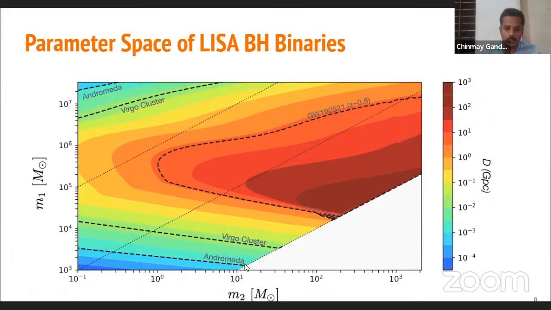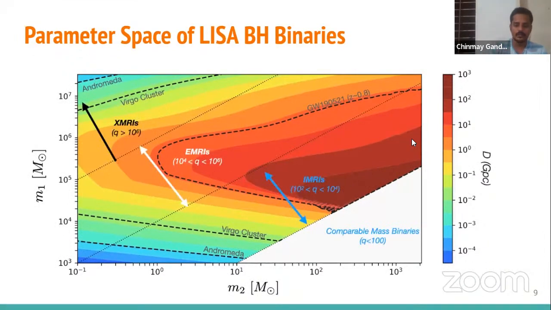So here we have shown how far the Andromeda galaxy is, how far the Virgo cluster is, and how far GW190521 is, which is the furthest that we have seen using a gravitational wave signal, I believe. We have divided the plot into three sections. One is for IMRIs, mass ratio 10^2 to 10^4. EMRIs, from 10^4 to 10^6 mass ratio. And super extreme mass ratio inspirals, with mass ratio of more than 10^6. The white patch over here is for the comparable mass binaries, which we are not sure we'll reliably get the data signals for, using the fast EMRI waveforms that we are using.